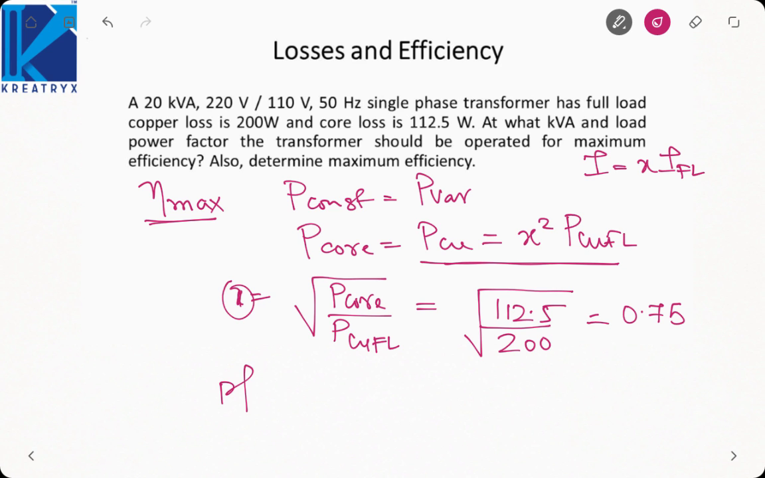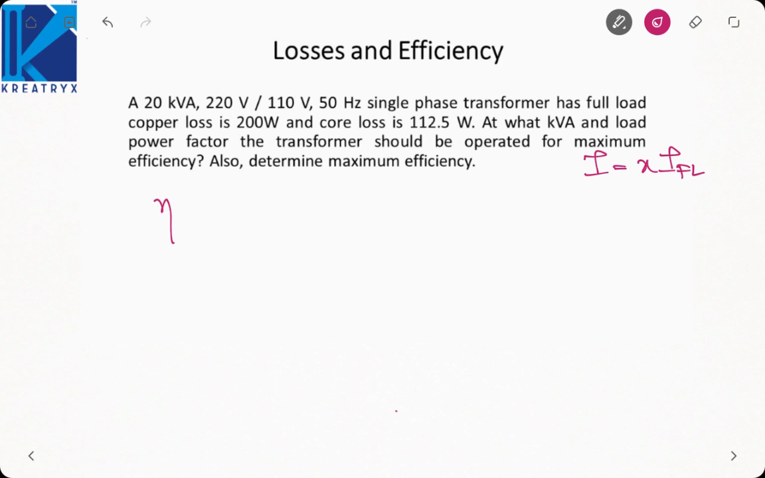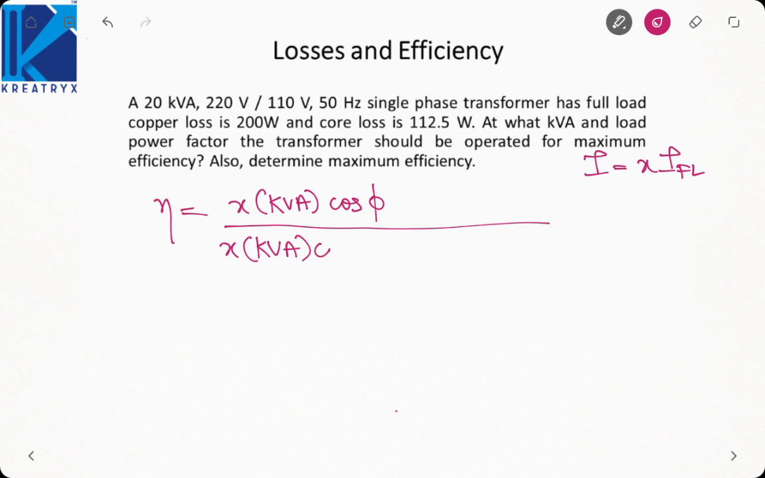What about power factor? Remember, power factor must always be unity for maximum efficiency. That is, the entire power must be real power. Now, what about maximum efficiency? Let me first write down the formula for efficiency. Always remember, eta is x into kVA cos phi, where x is the fraction of load and kVA is the kVA rating, divided by x kVA cos phi plus Pi plus PCU. PCU is also written as x square PCU full load.